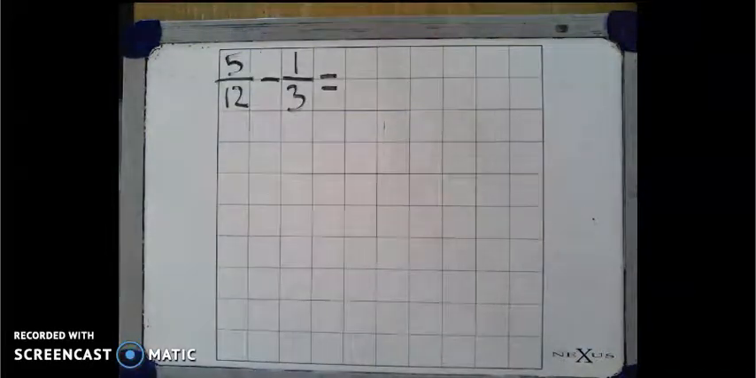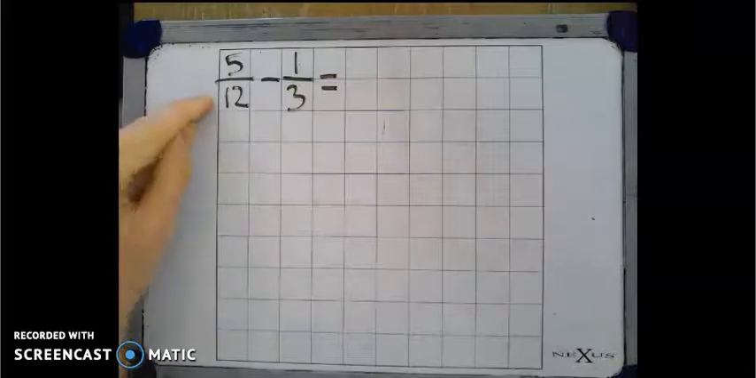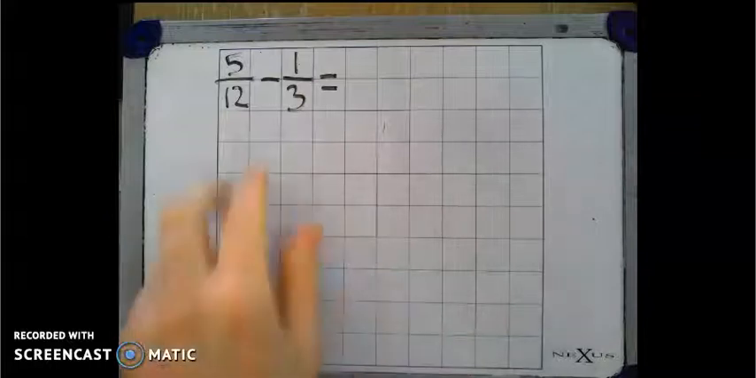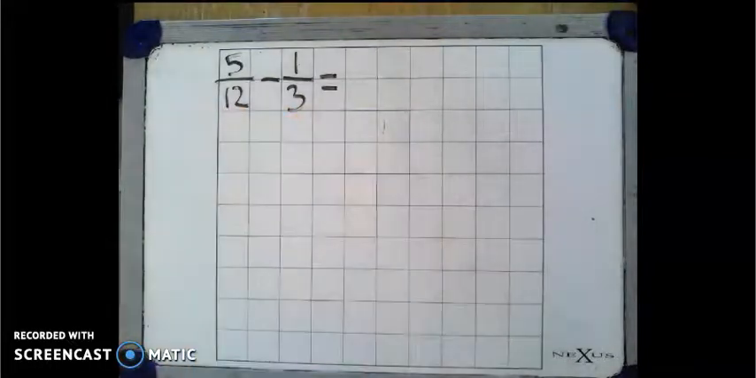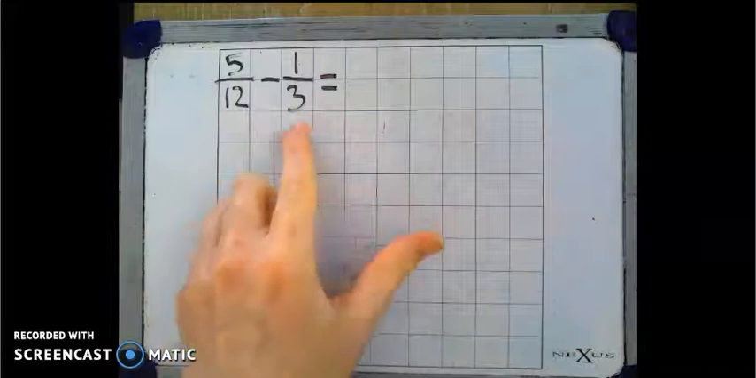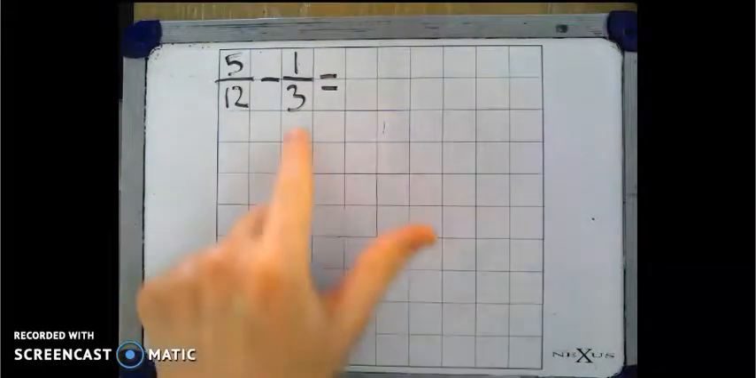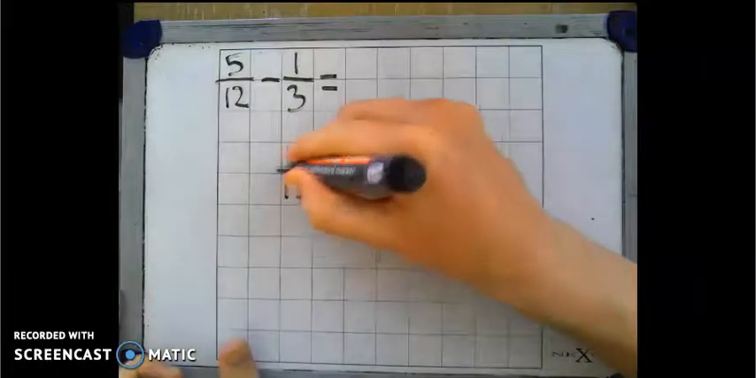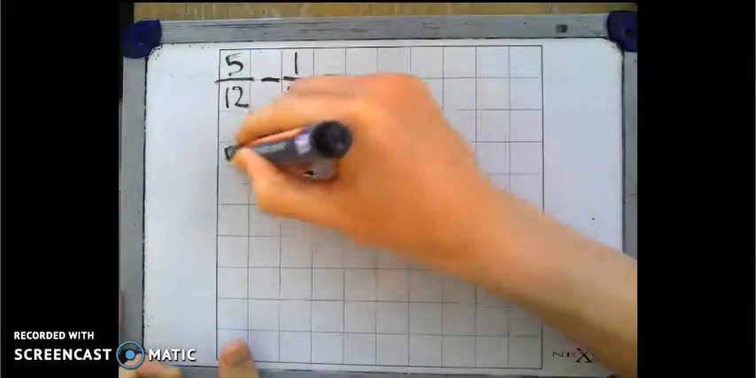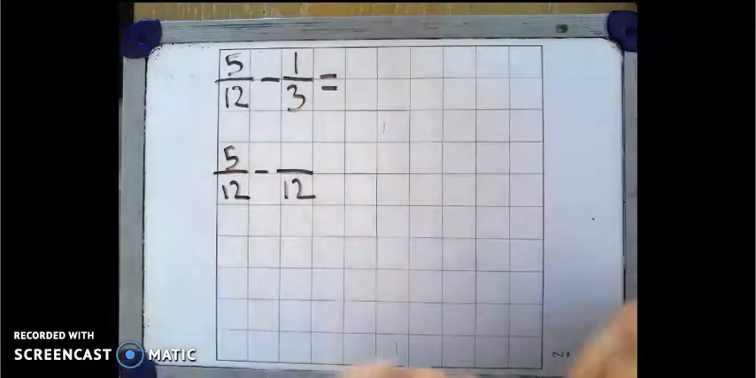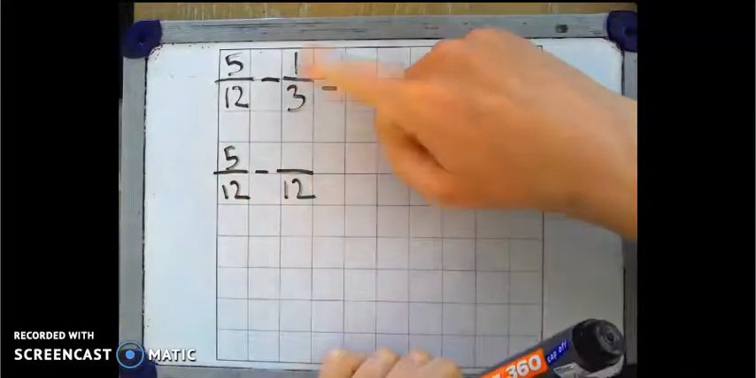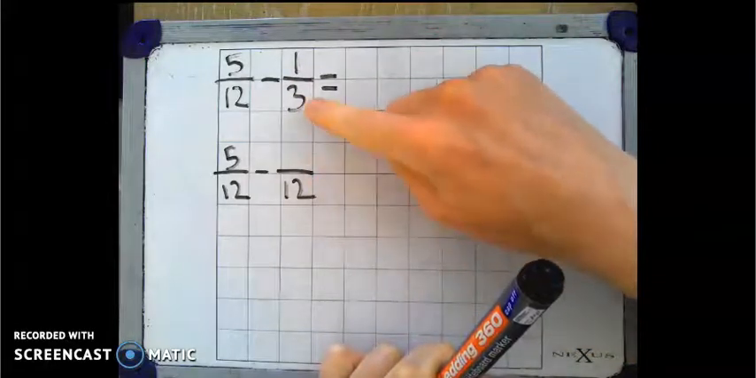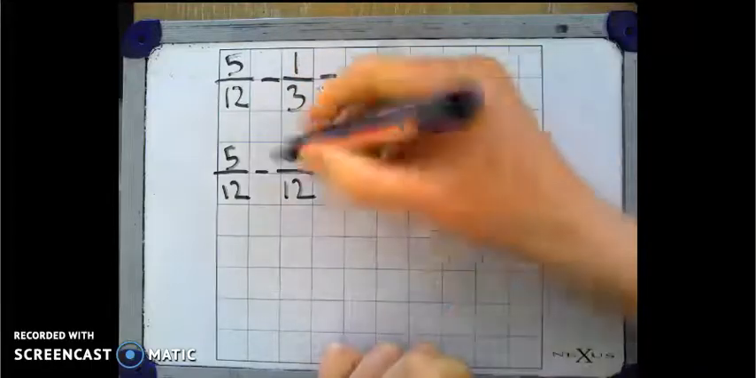Here's one more example. We have 5/12 subtract 1/3. Step 1 is to find the common denominator. We could multiply them together, but we could also just multiply one so that it is the same as the other. Well, if we multiply 3 by 4, we would get 12. What we do to the bottom, we must do to the top. 3 times 4 was 12, so 1 times 4 is 4.